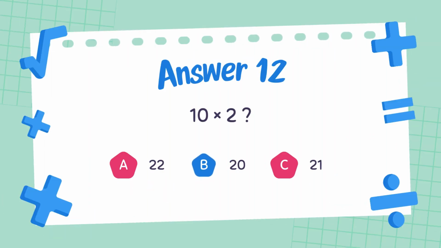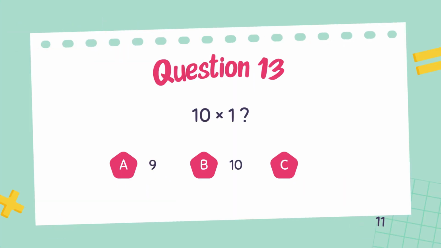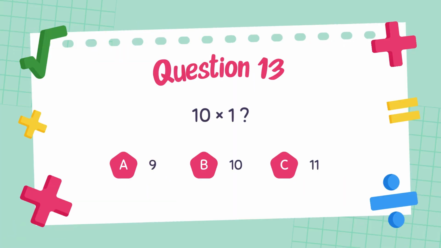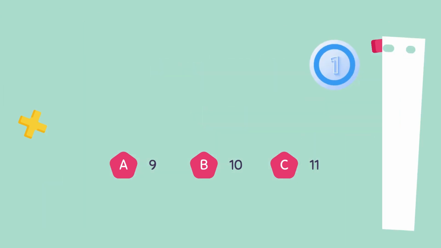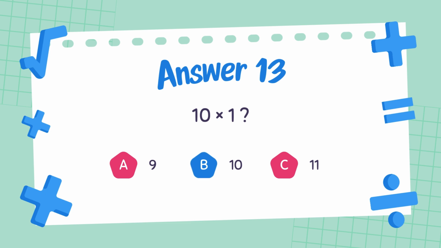Keep it up. Question 13. What is 10 times 1? Is it A, 9, B, 10, or C, 11? The answer is B, 10.